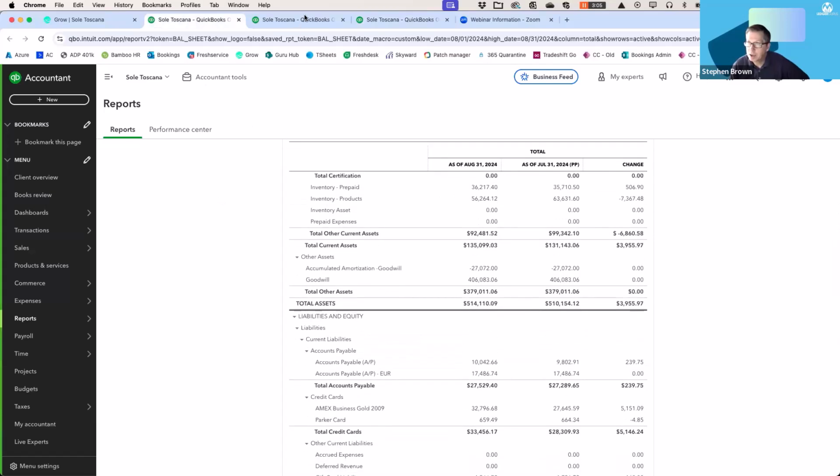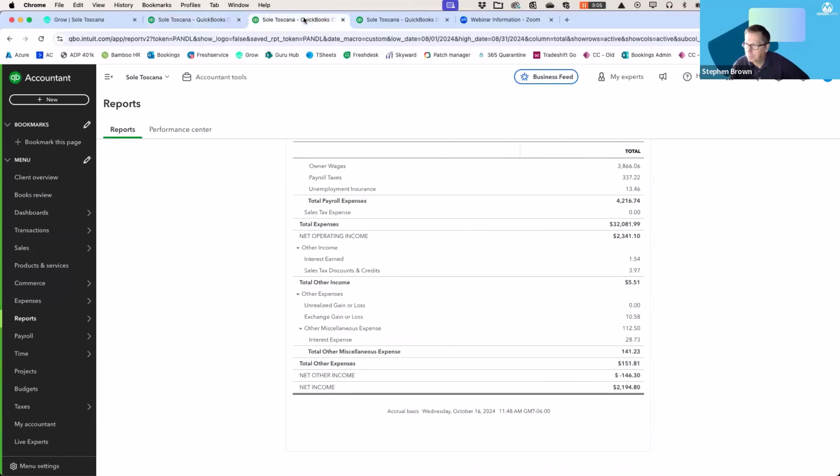When I'm paying back a loan, I'm usually paying back some principal and I'm paying back some interest. The interest is going to show up as an interest expense on the profit and loss. The principal will decrease the amount that's owed on that loan.